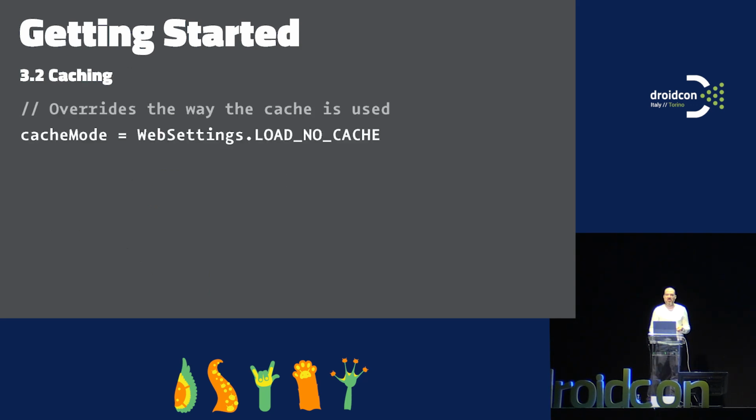Now, caching. Since I'm talking about loading local content, you just disable the cache. This setting here will make sure that the WebView will never try to load it from the HTTP cache. And the reason you don't want to do this is it will basically just be duplicating stuff. So you already have the content locally, so don't try to cache it locally as well.